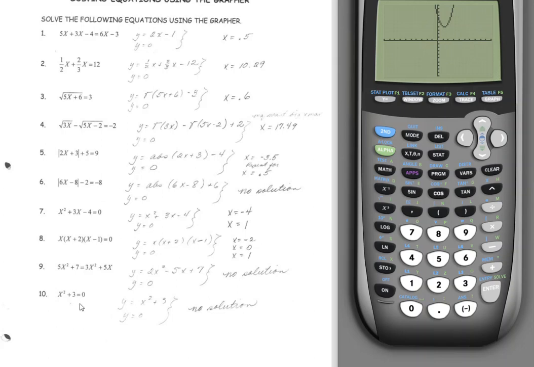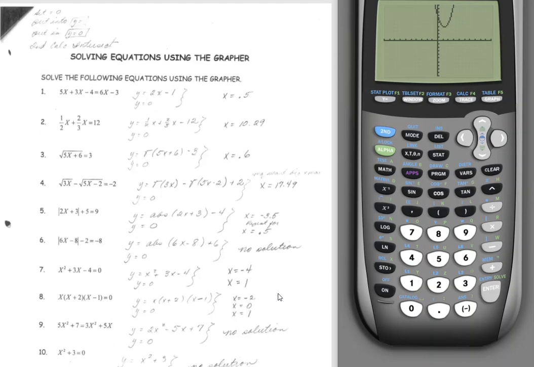And x squared plus 3 is going to be the same thing. It's going to be up here and do that, and you would have no solution. So if it's never going to hit the x-axis, you have no solution. All right. So I think that should get you on solving equations using the grapher.